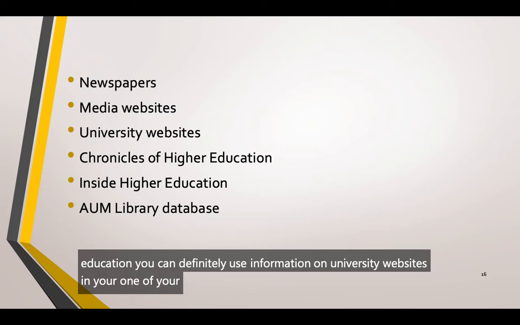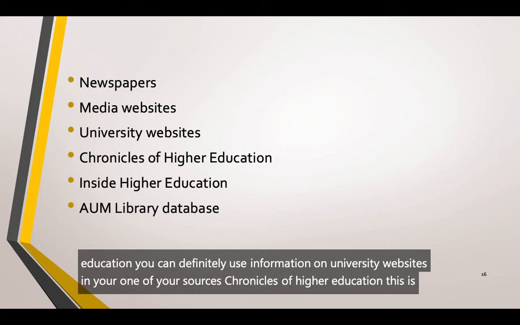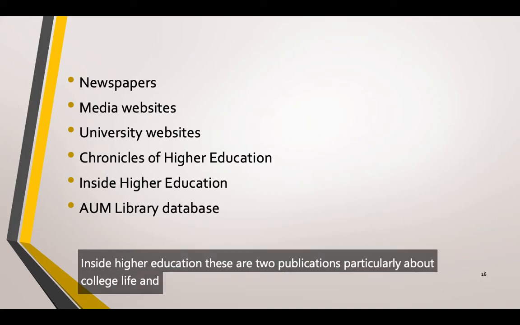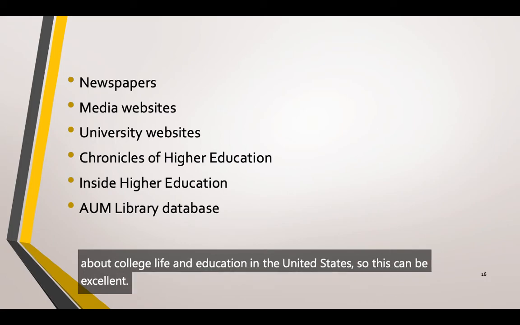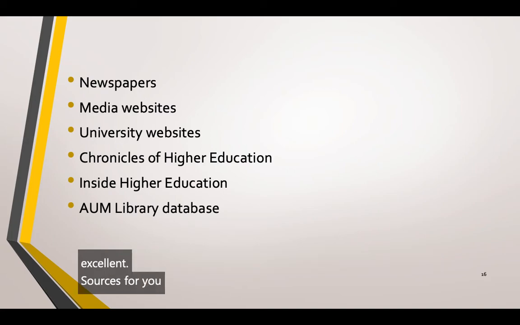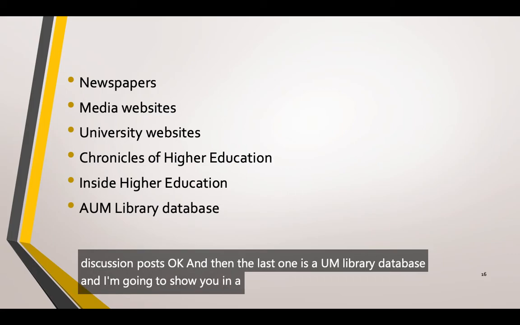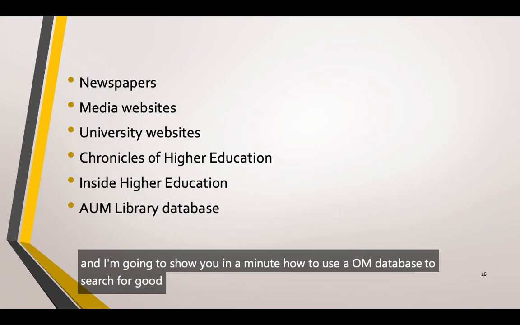Chronicle of Higher Education and Inside Higher Education. These are two publications particularly about college life and education in the United States. So these can be excellent sources for you on so many of the topics that I've seen in your discussion posts, okay? And then the last one is the AUM library database, and I'm gonna show you in a minute how to use the AUM database to search for good sources to use in your essays.